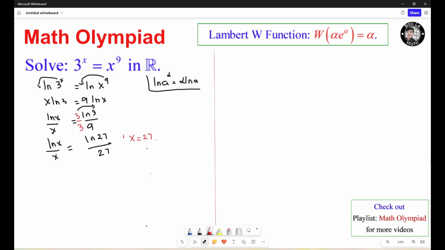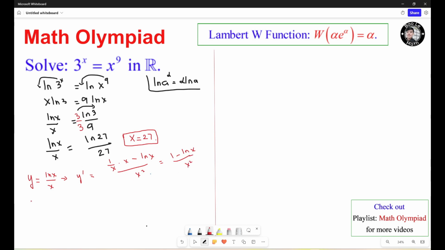But if you stop right here, that's not the final answer, because we have another solution. So let's take a look at y equals natural log of s over s. We check the derivative of this one. So y prime equals 1 over s times s, minus the derivative of this one times natural log of s, over s squared. So it turns out to be 1 minus natural log of s over s squared.